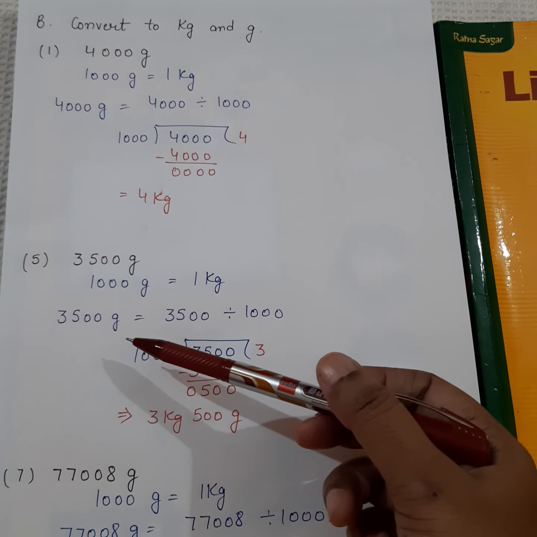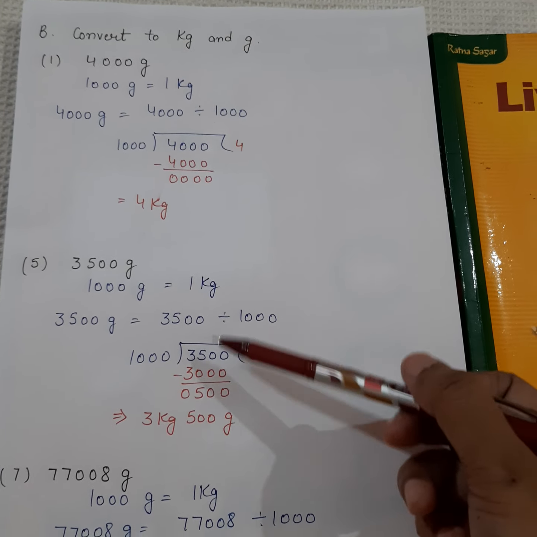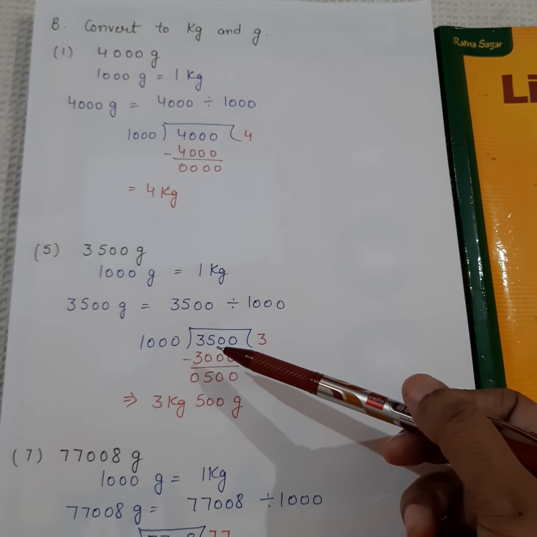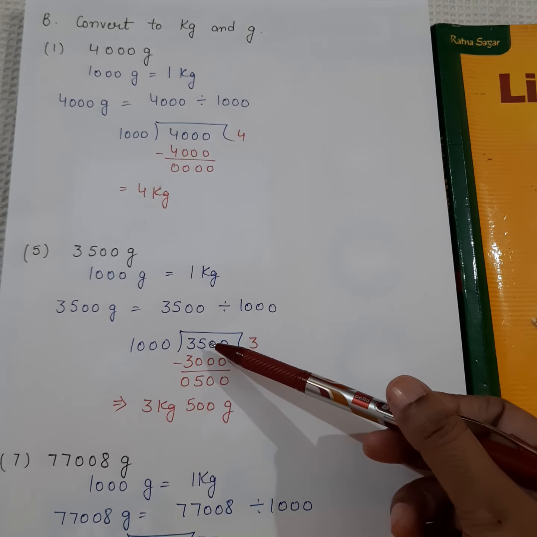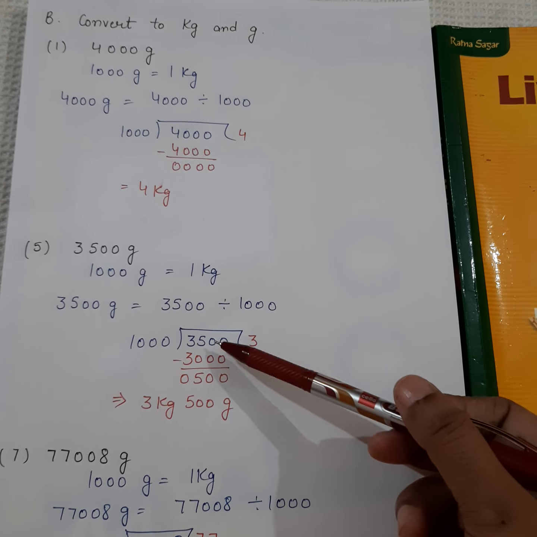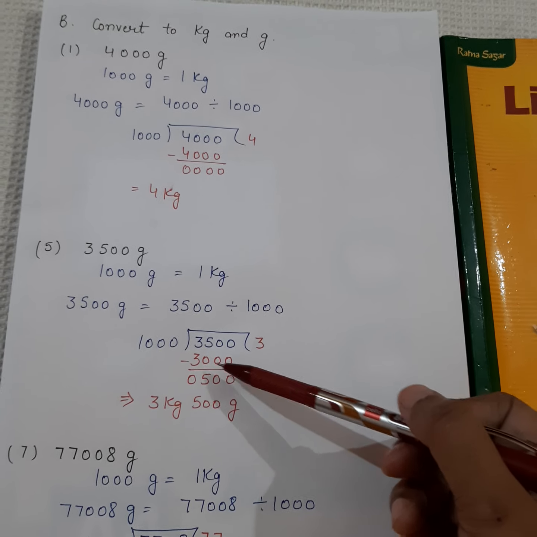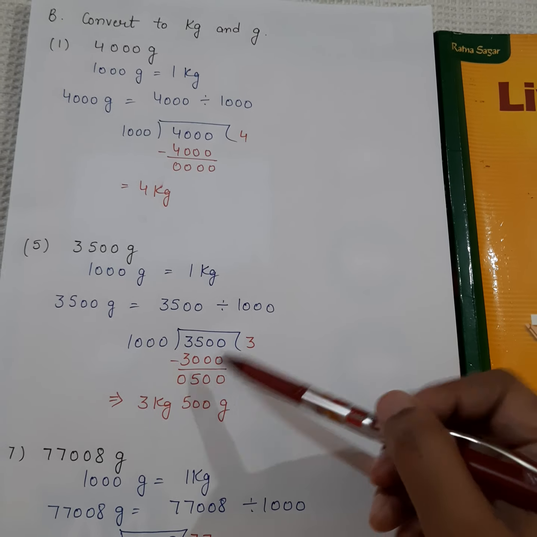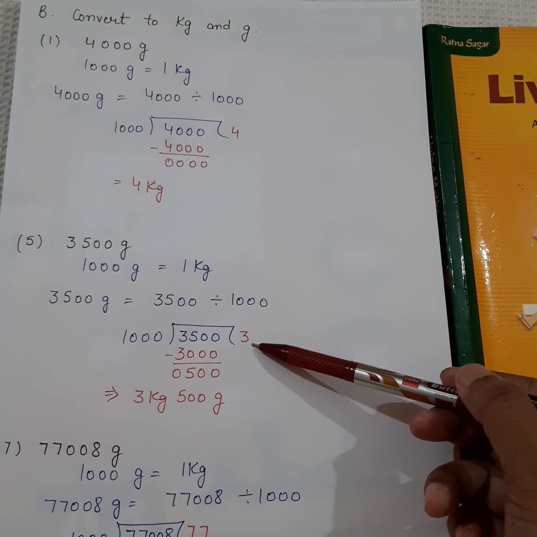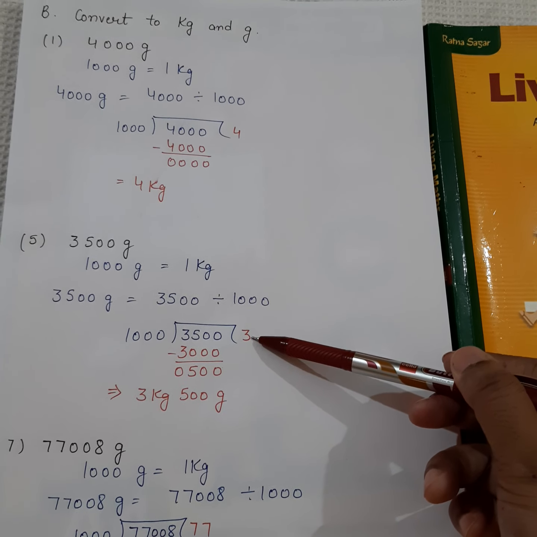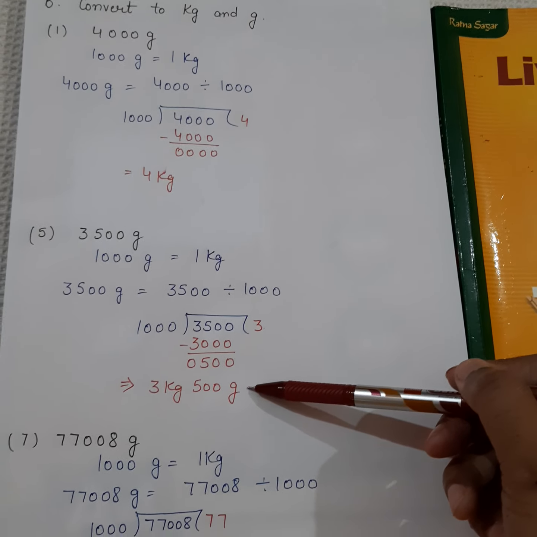So 3500 gram is equal to 3500 divided by 1000. Now divide here, 1000 3500. So 1000 3s are 3000. Subtract here, what will come? 0 minus 0, 0 minus 0, 5 minus 0, 5, and 3 minus 3, 0. So 500 is less than 1000, so we will leave it here only. So now 3 is the quotient, so quotient is always in the bigger unit. So this is 3 kg and 500 gram, right?